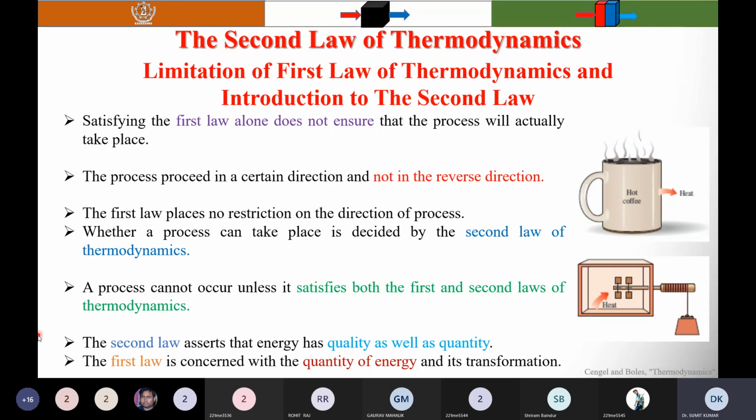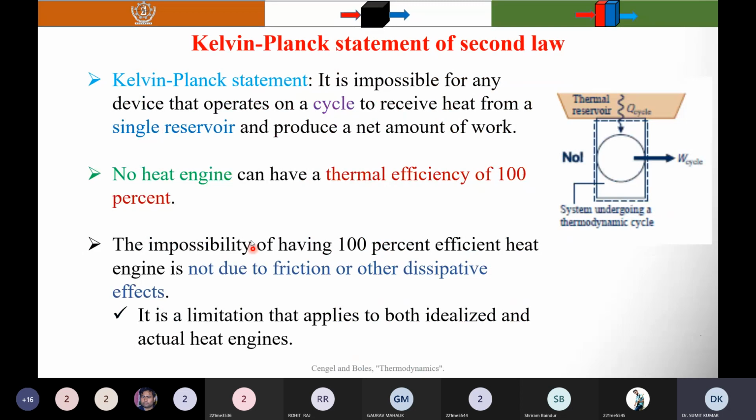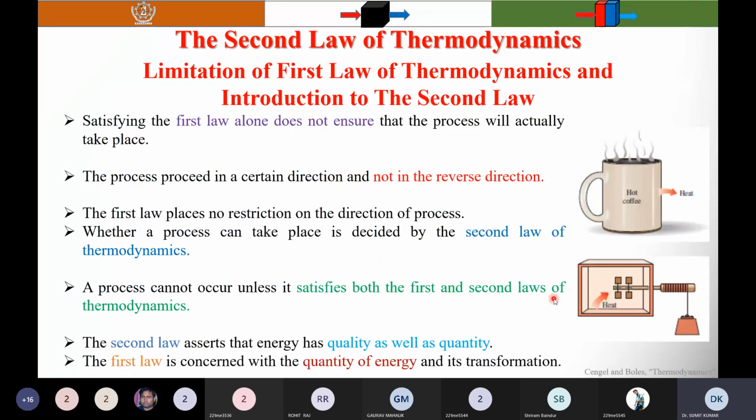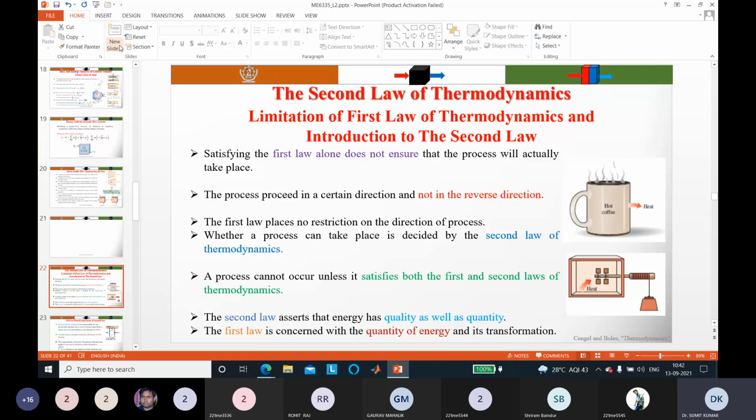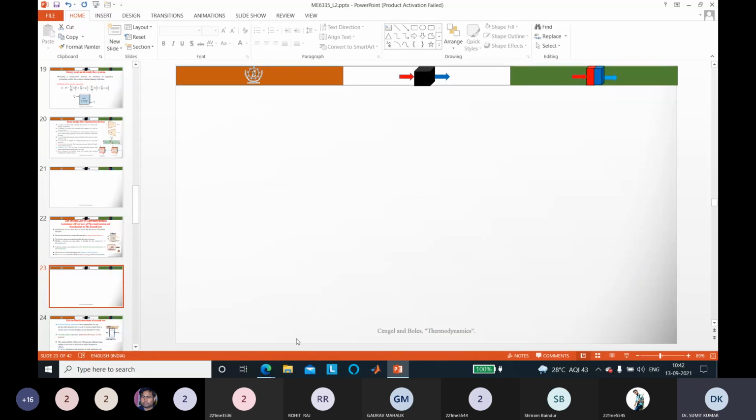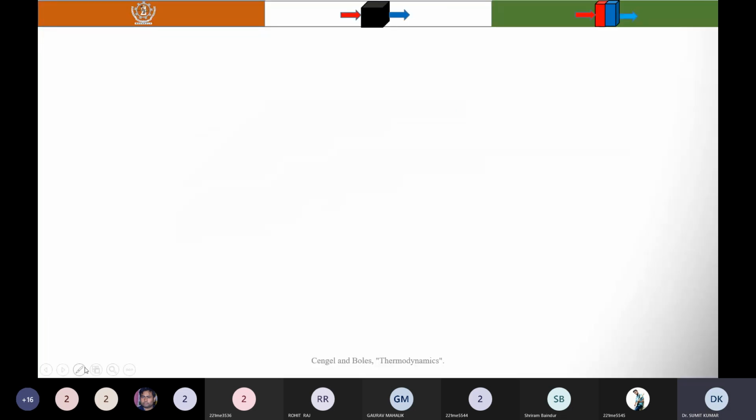Next, before I discuss the Kelvin-Planck statement, here there is a thermal energy reservoir. It is called a source, and it is exchanging energy. This is the device, and this is a cyclic device.